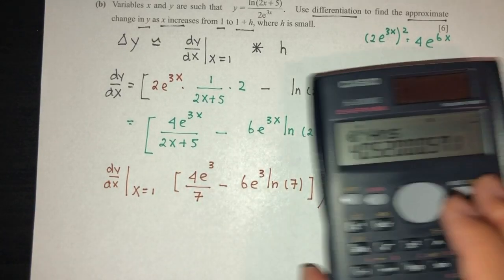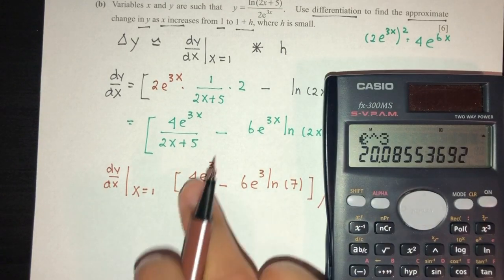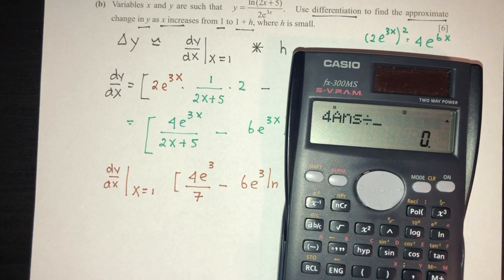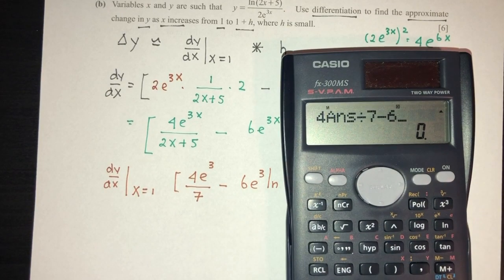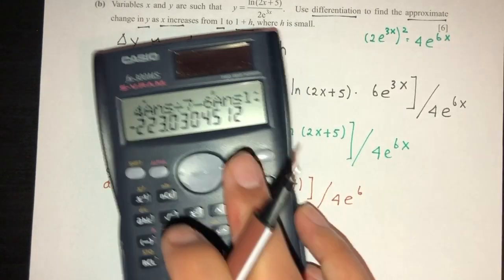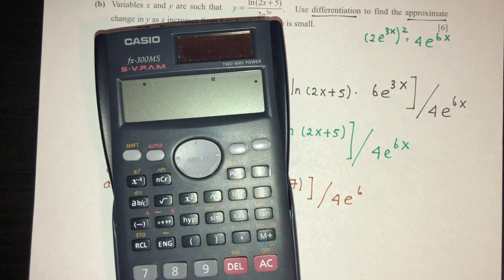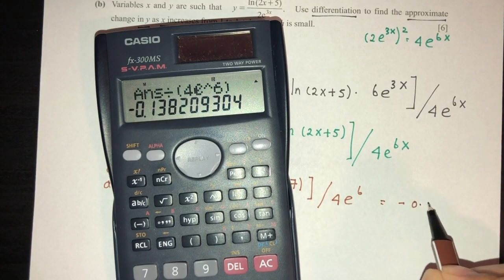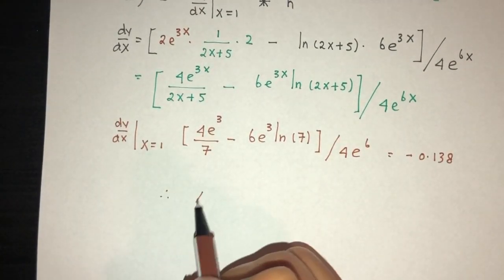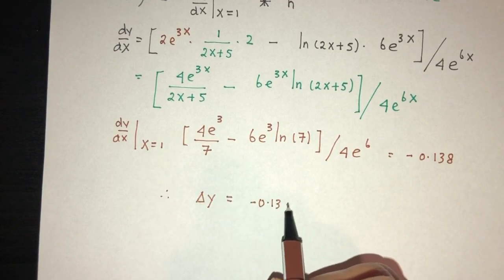So let's see what do we have here. So our exponential power 3, we have to use that. So 4 times the answer divided by 7, minus 6 times the answer times ln 7. That's the top. It will give you this value, divided by 4 times exponential power 6. That will be minus 0.138, correct to 3SF. So finally, approximate change in y is equal to this value, 0.138 times h.